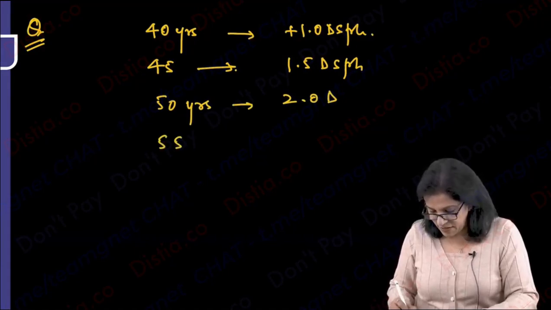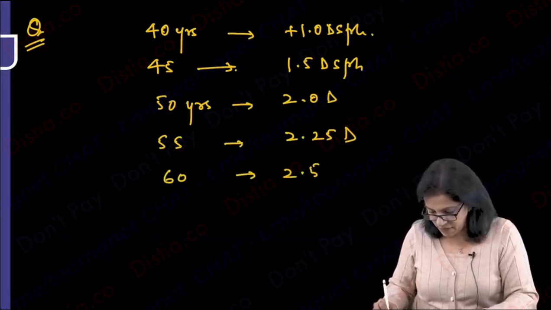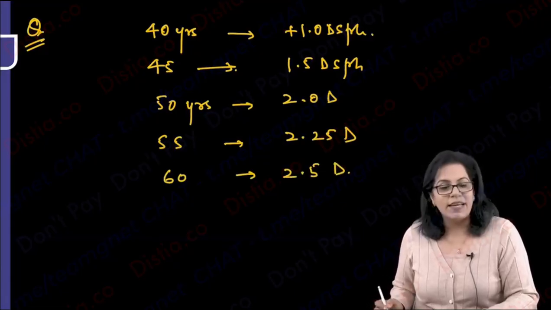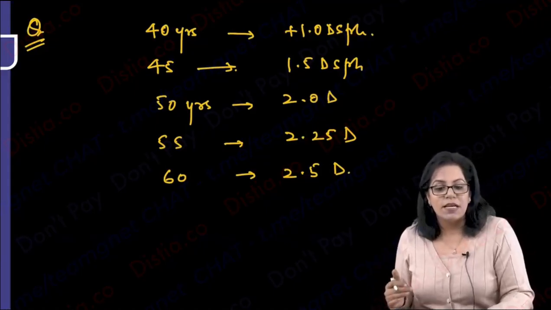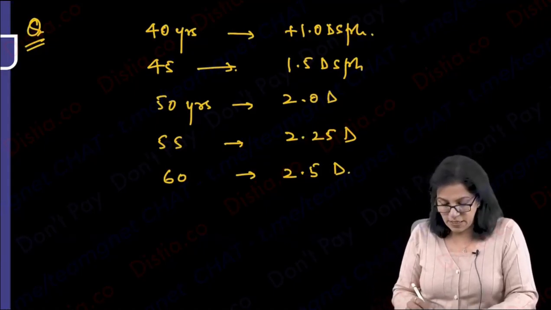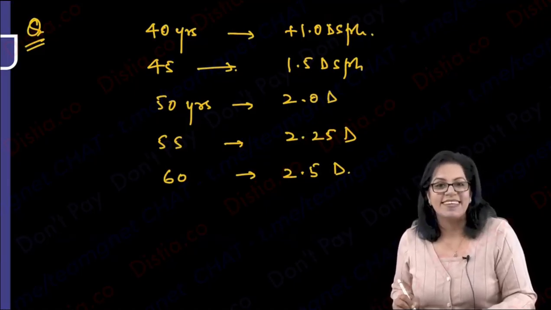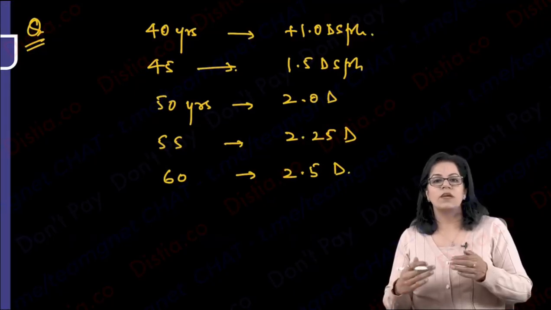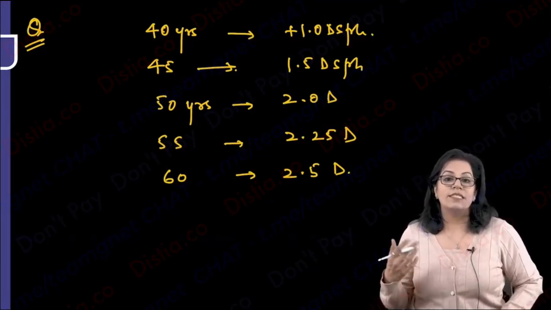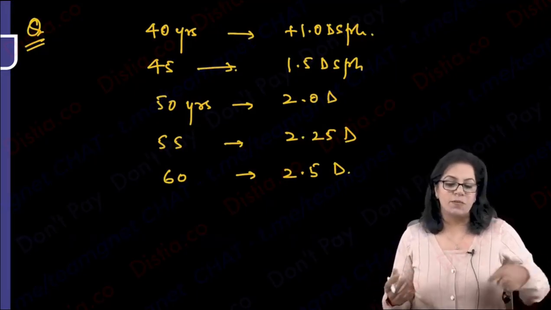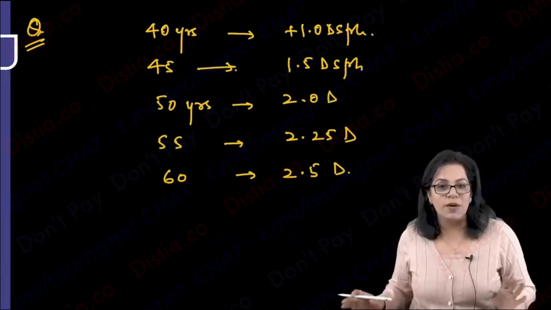Then at 55 years it is 2.25 diopters, and for 60 it becomes 2.5 diopters. Right? So this is the rough assessment of how many diopters a person will need if he is an emmetropic person, according to the age of the person. Many people expect, okay, you're wearing glasses, why is the number increasing? But this is a normal phenomenon. I keep explaining to the patients, just like graying of hairs, this is going to happen.